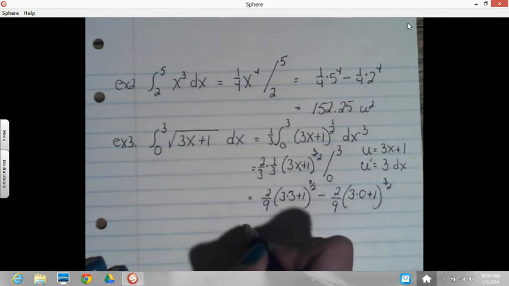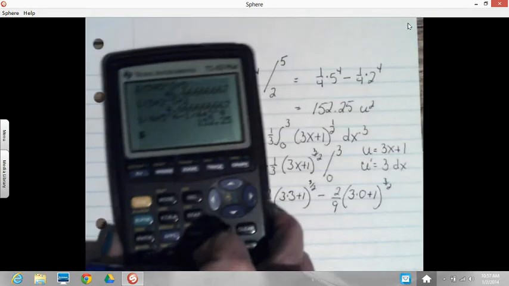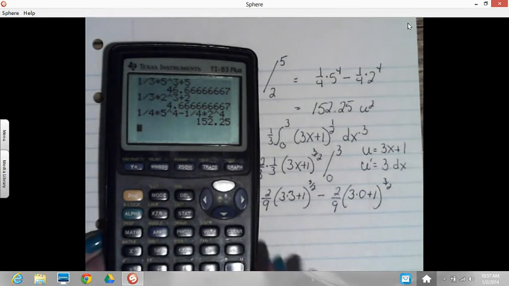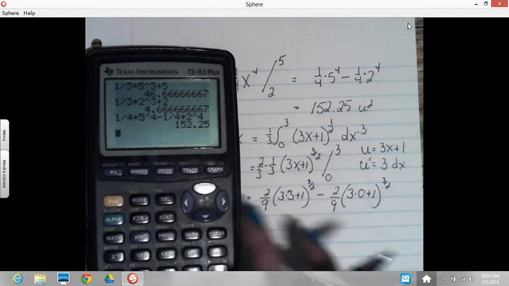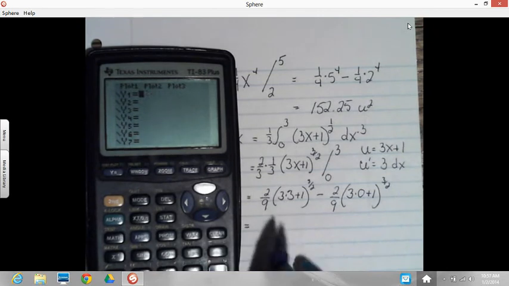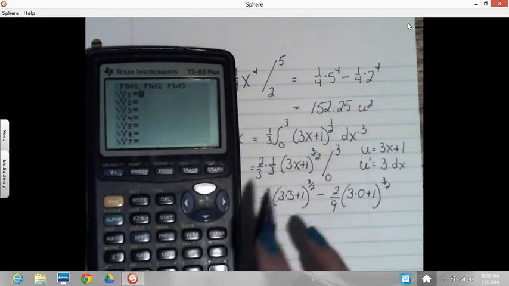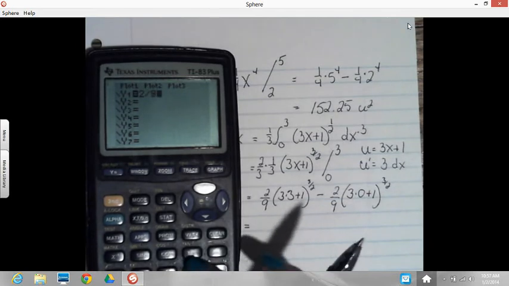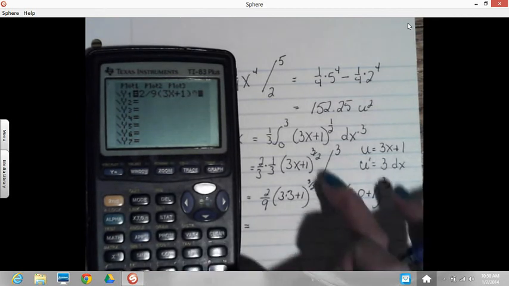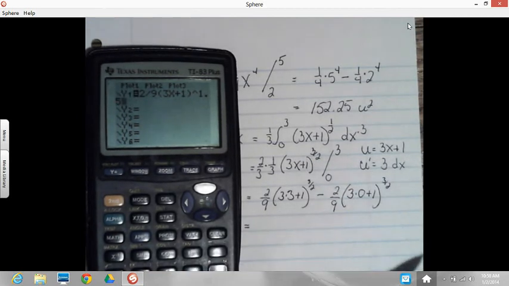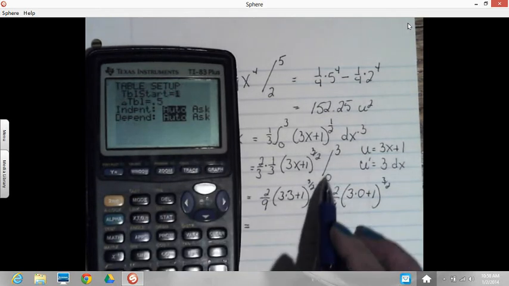So now it's just calculator work, and this is sometimes where people mess it up. And you're best off to do two of these. You can do them separately, or you can use a table. I'll show you, maybe a table is probably the quick way to do it because you have to do the whole problem twice. So the way to do that is go to the y equals, type your equation in. That'd be 2/9 times 3x plus 1 raised to the 1.5. Now if I go to the table, I want 0 and 3. So if I start at 3 and I go by 1s, I'll be able to get those two.